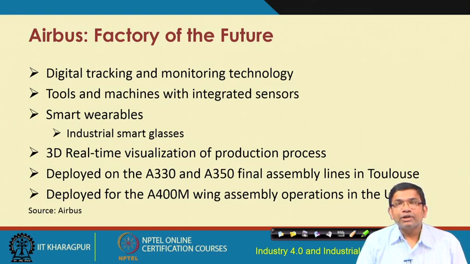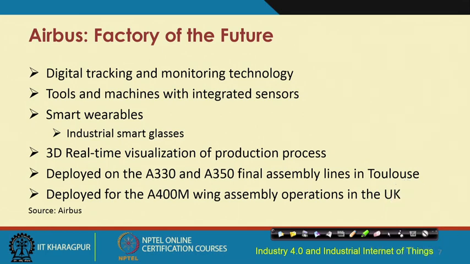Tools and machines can be integrated with wearable sensors. Not only those wearable sensors, but also equipment such as smart glasses can be used. Industry grade smart glasses could be used, maybe with augmented reality support. So Airbus is using all of these different things for its implementation of the factory of the future.